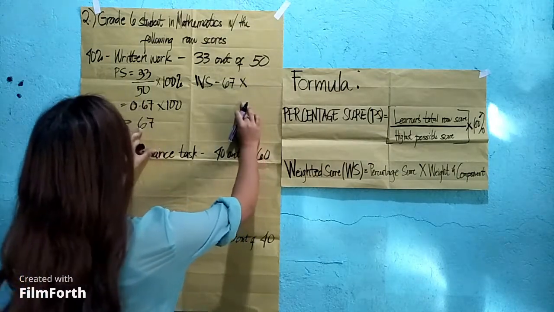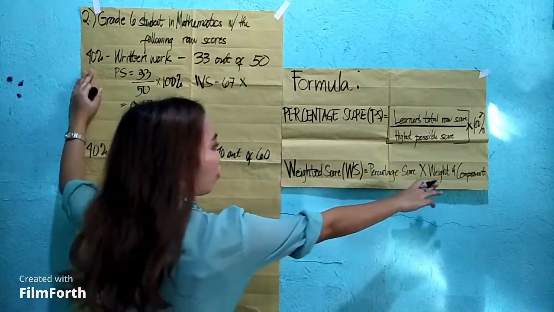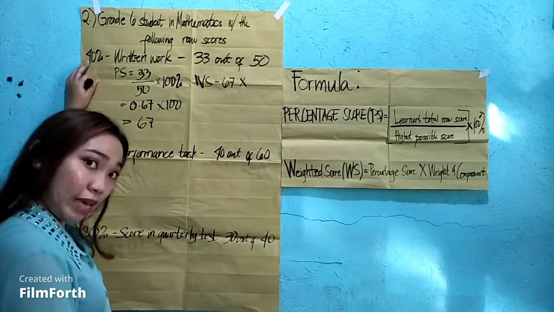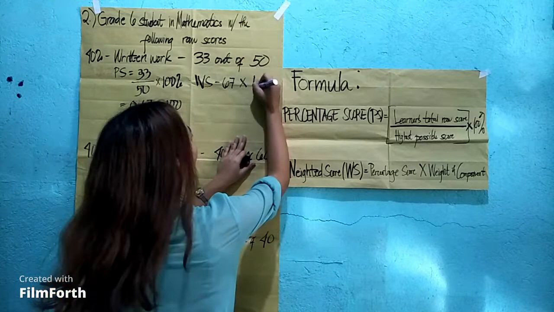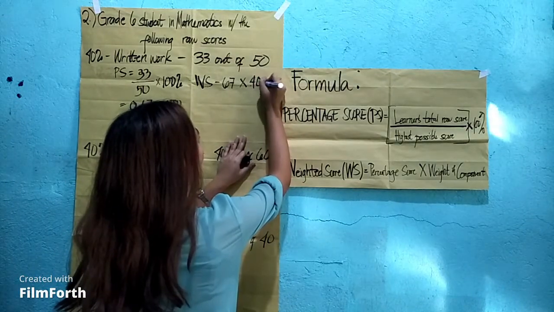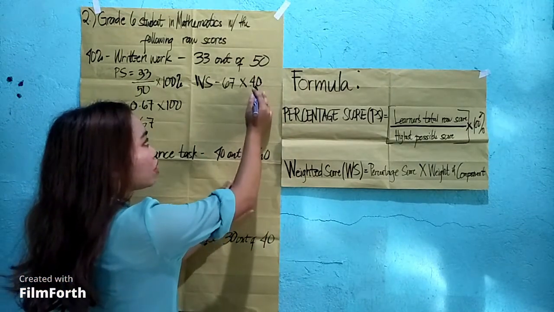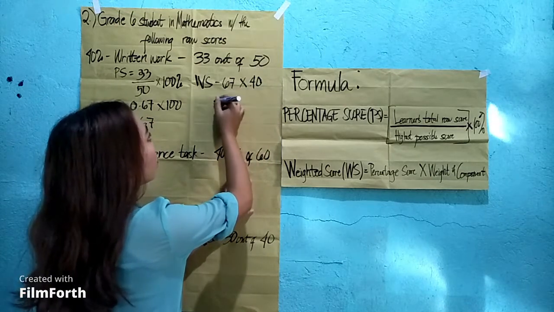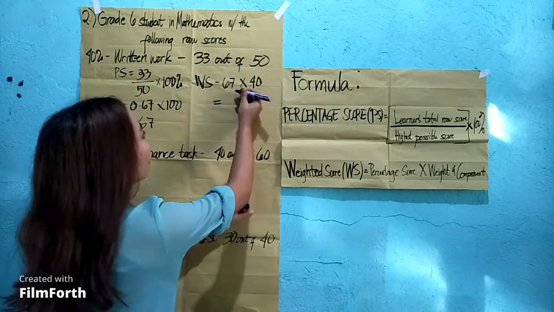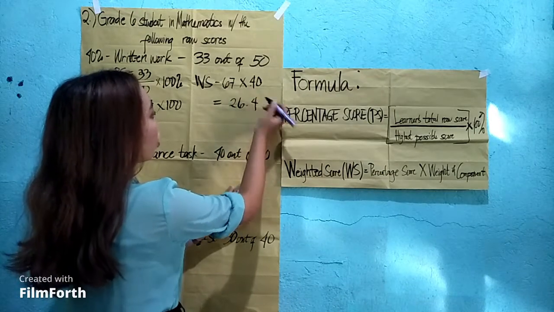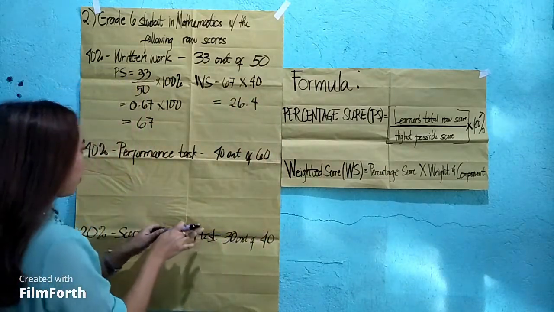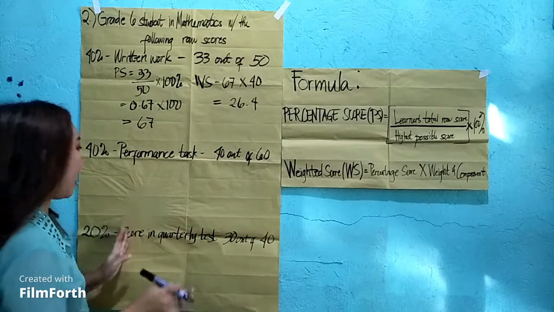Times the weighted component of 40% in written work. So 67 times 0.40 is equal to 26.4. So proceed to the performance test.